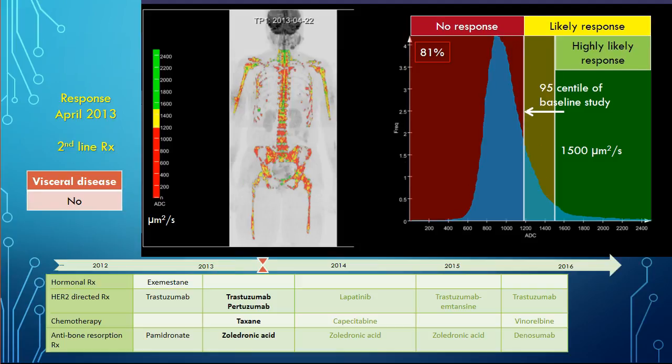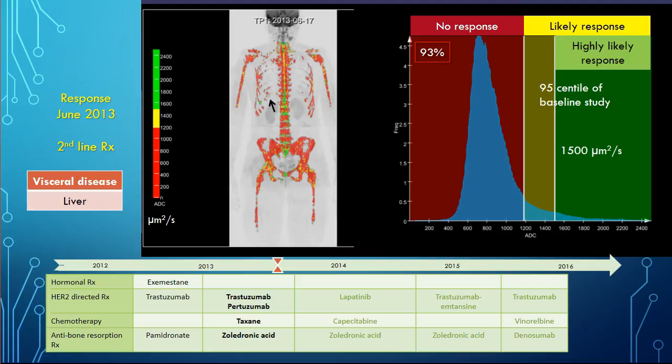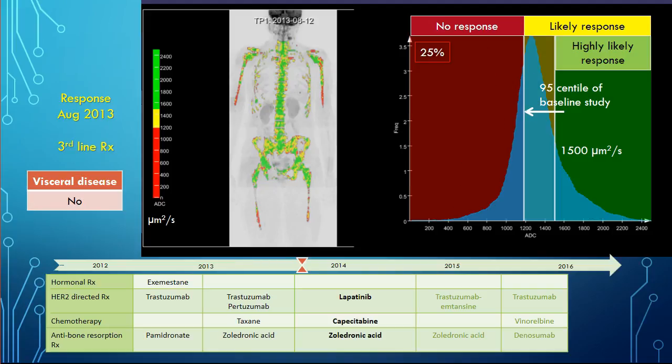On her next scan, we begin to see more red throughout the skeleton. Finally, we can see that she's back to her pre-treatment state with 93% of segmented voxels in the red region, and her liver disease has returned. We then switch her to a chemotherapy with lapatinib. Again we see a fabulous response. It looks as though the degree of response is greater than with the pertuzumab treatment.